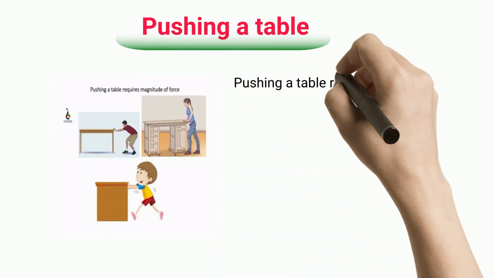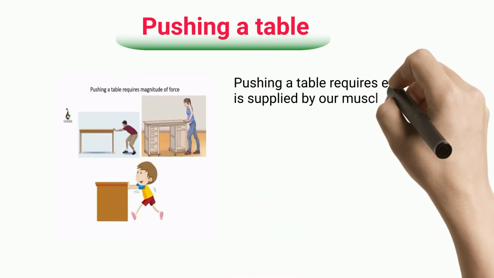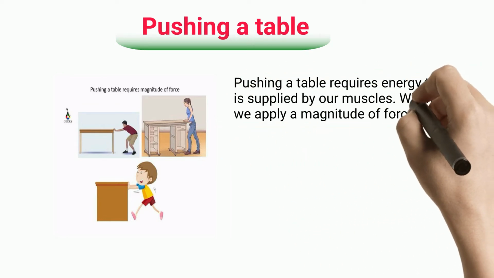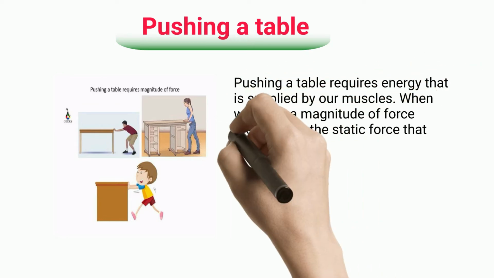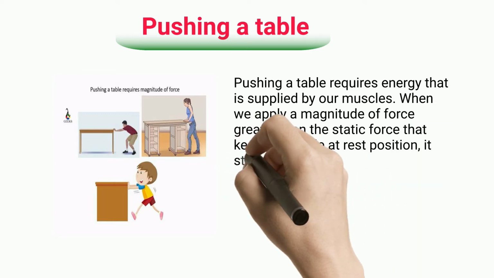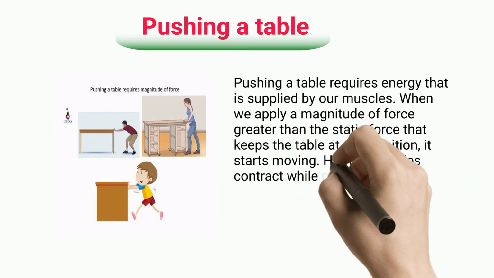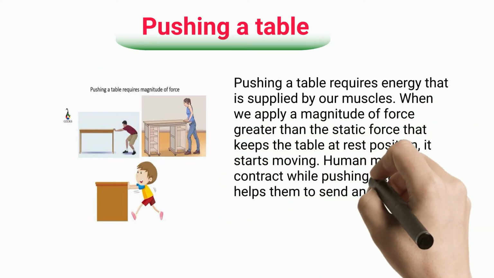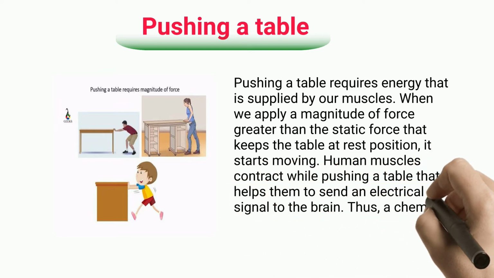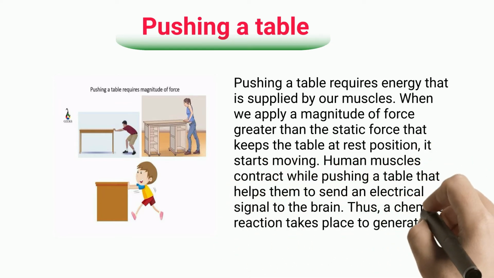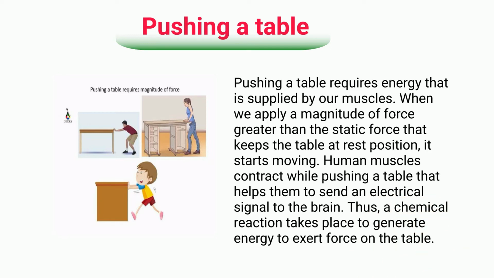Pushing a table. Pushing a table requires energy that is supplied by our muscles. When we apply a magnitude of force greater than the static force that keeps the table at rest, it starts moving. Human muscles contract while pushing a table, which helps them to send an electrical signal to the brain. Thus, a chemical reaction takes place to generate energy to exert force on the table.